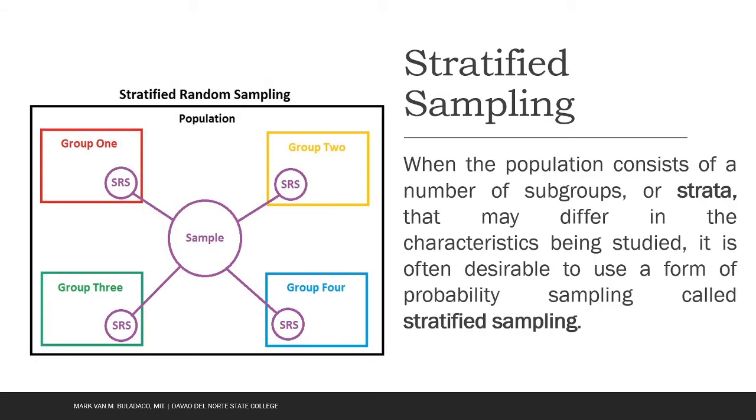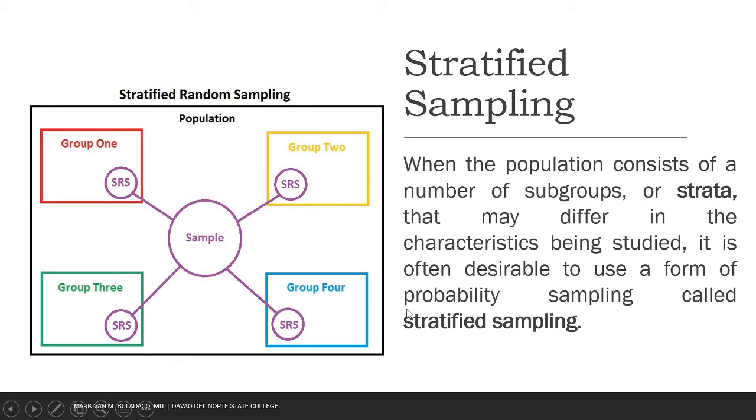Another type of probability sampling is stratified sampling. In stratified sampling, you basically divide the population into subgroups, called strata, that may differ in the characteristics being studied. It is often desirable to use this form of sampling. So the population is divided into groups called strata. We have strata 1, strata 2, strata 3, and strata 4 in our example.